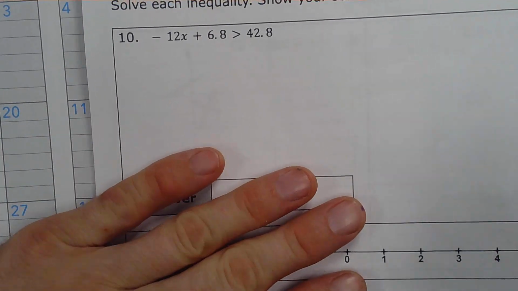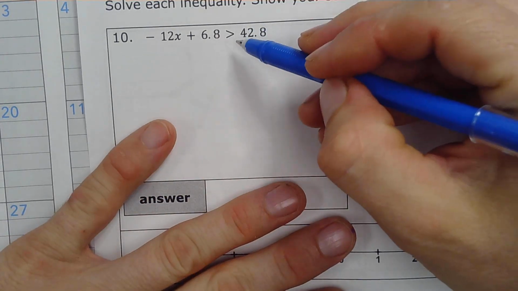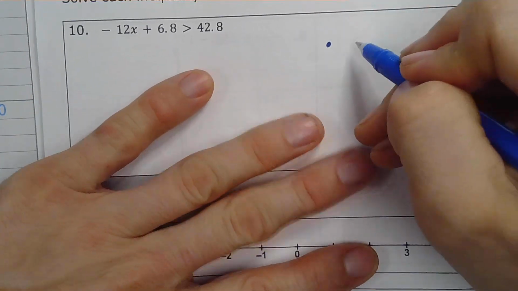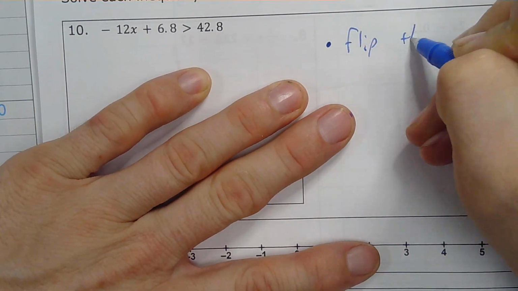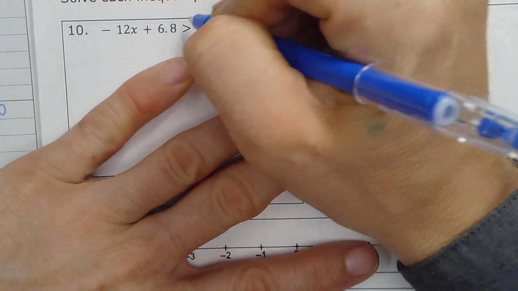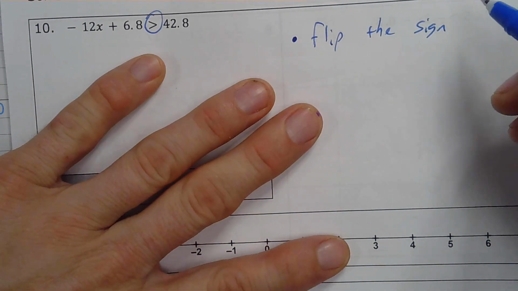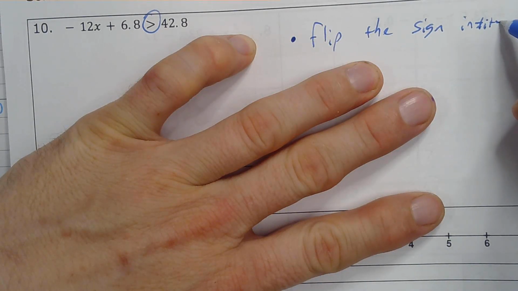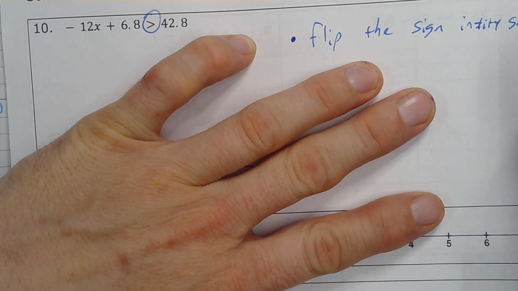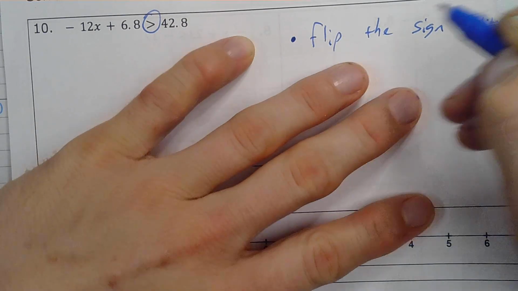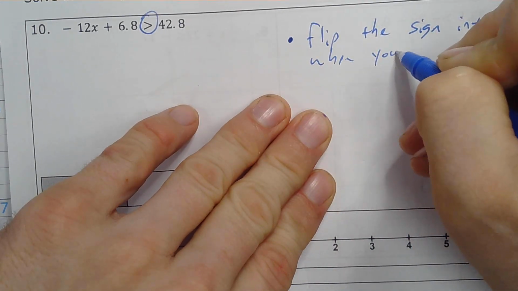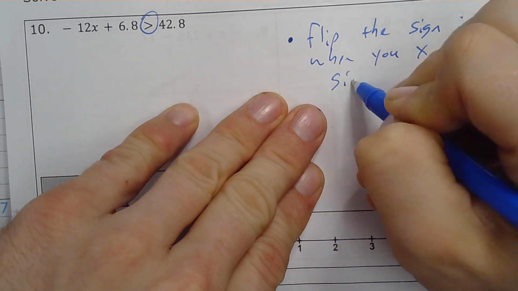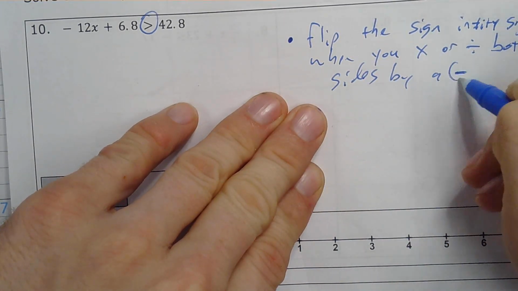Inequalities. The key thing to remember is that they're just like solving equations, except there's one major thing you need to remember: you have to flip the inequality sign when you multiply or divide both sides by a negative.